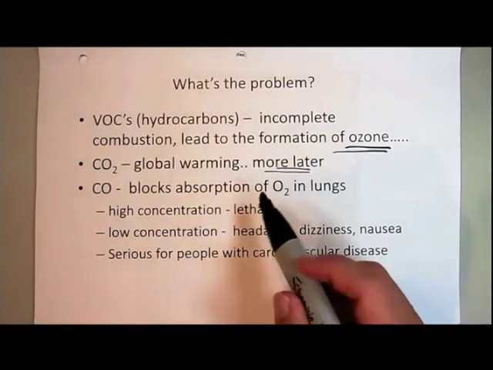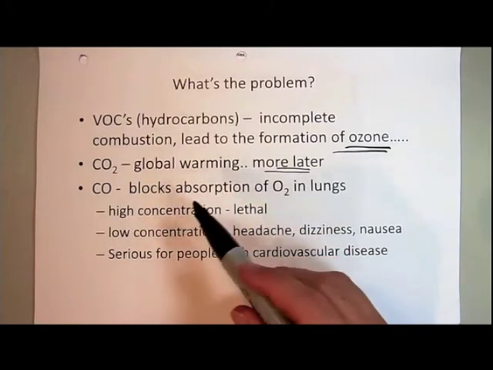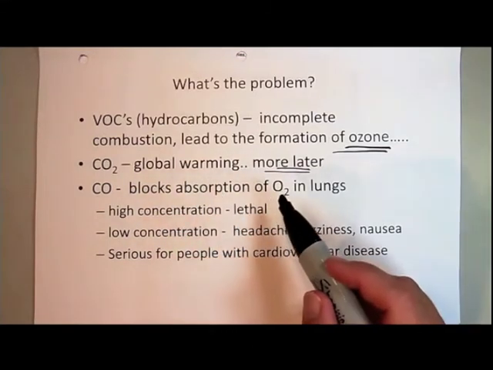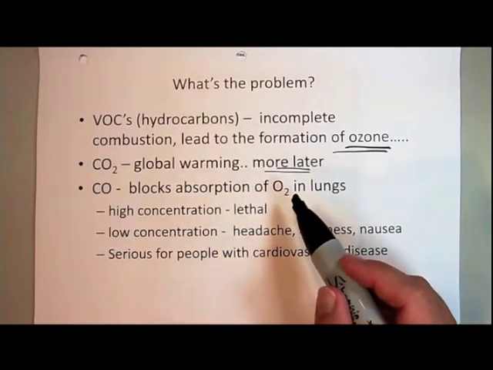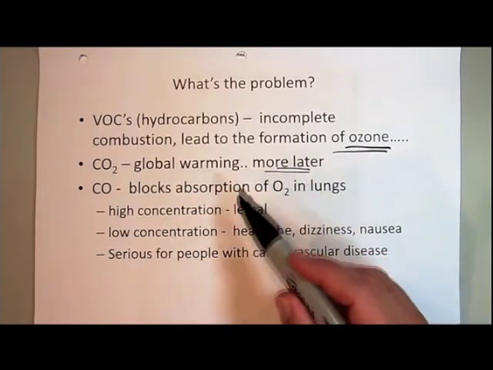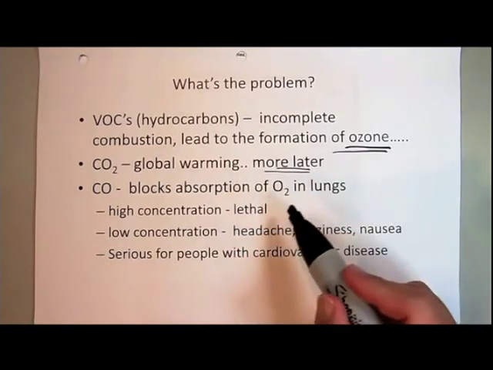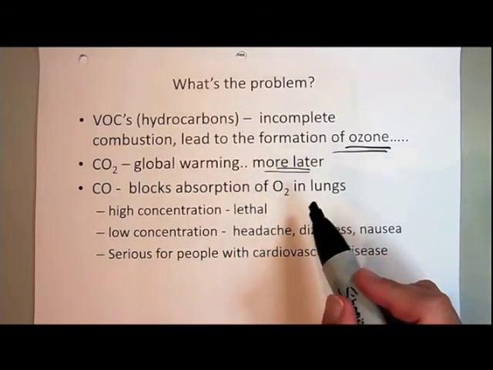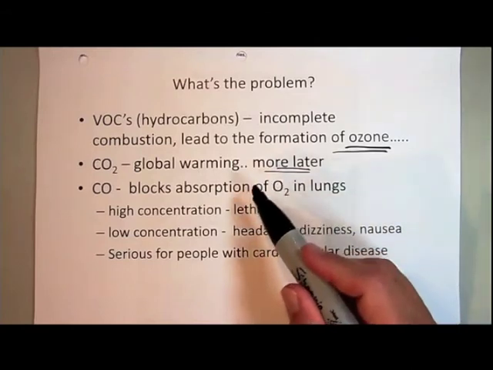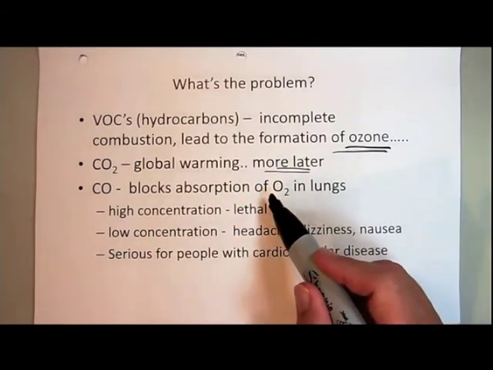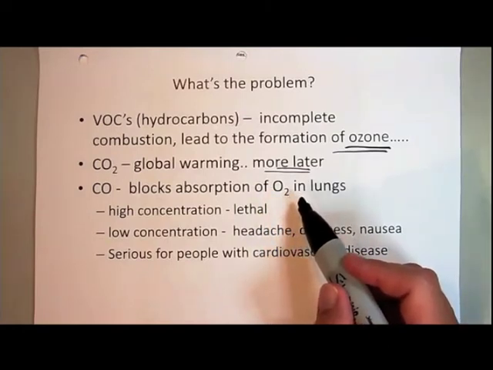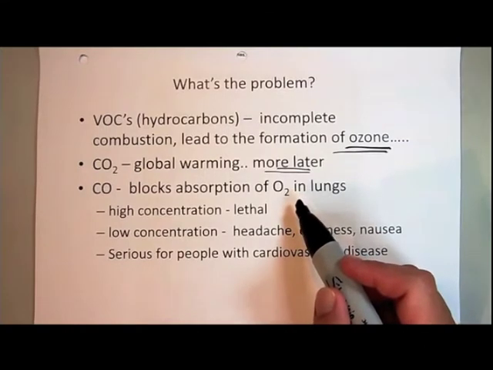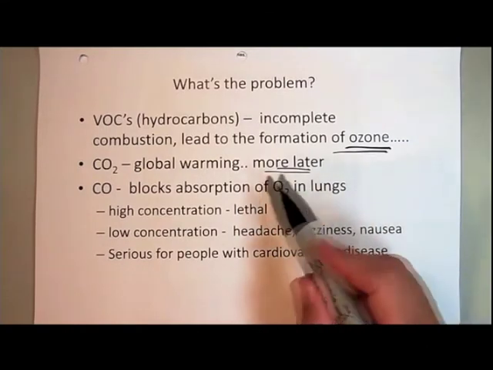So the reason why it's a problem is because the carbon monoxide blocks the absorption of oxygen in your lungs. When you breathe in air, your hemoglobin, a type of protein in your red blood cells that makes your red blood cells red, picks up oxygen in your lungs and carries it to the parts of your body and deposits it, and then picks up carbon dioxide and carries it back to your lungs for it to be exhaled. That's how your body works.